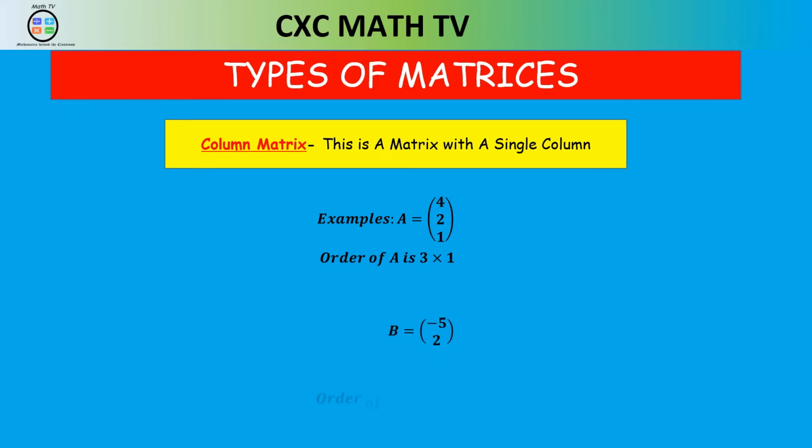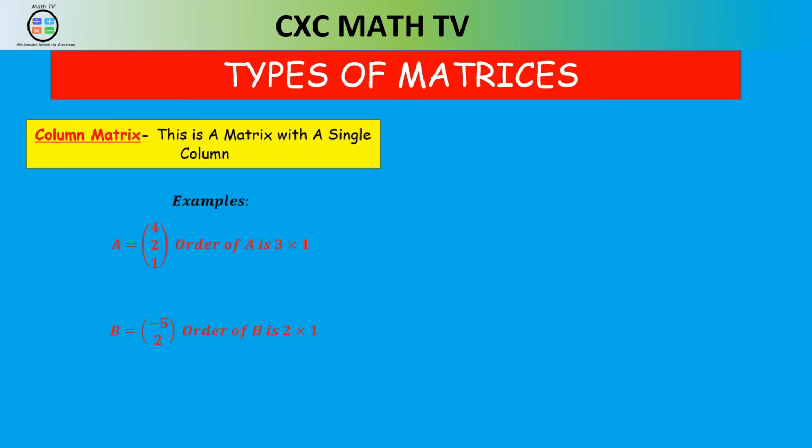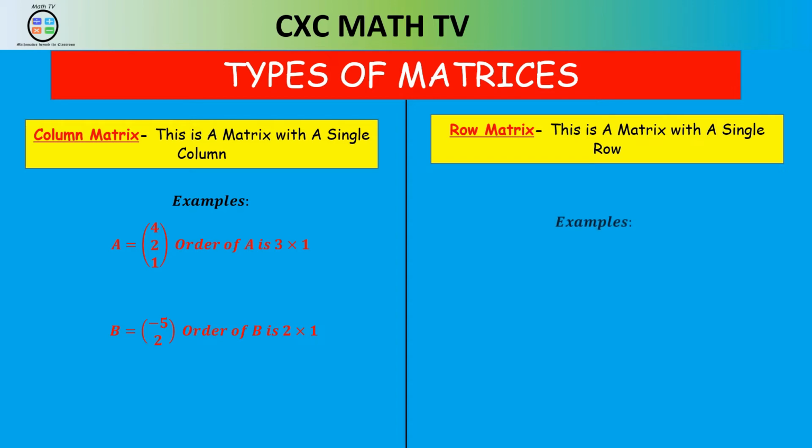B is minus 5 2. So the order of matrix B is 2 rows but 1 column. So it's 2 by 1. Now anytime it has just 1 single column, it's a column matrix. The next thing to look at is row matrix. Row matrix means single row. And so the order of the matrix A in this example, 2 13 1, is going to be 1 row but 3 columns. So it's 1 by 3. The order of matrix B, 1 row but 2 columns. So the order of B is 1 by 2.